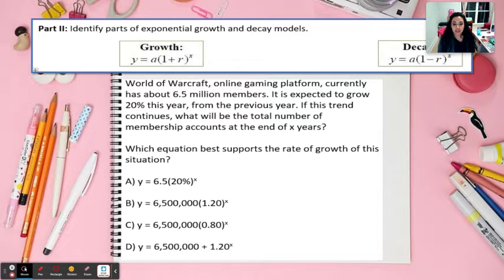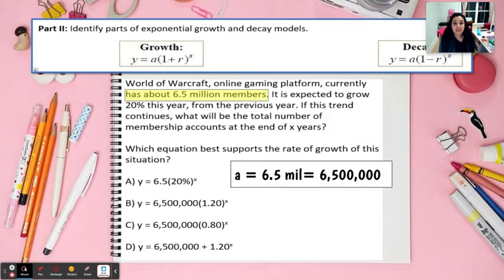So I'm going to go and look for my key information. It has about 6.5 million members. This is what they have. This is what they're beginning with when we're looking at this word problem. So that is my a value, my initial value. So 6.5 million translates over to, written in full form, 6,500,000. So I'm going to look at my a values in each of the answer choices and eliminate a couple. So answer choice A, notice they use 6.5.